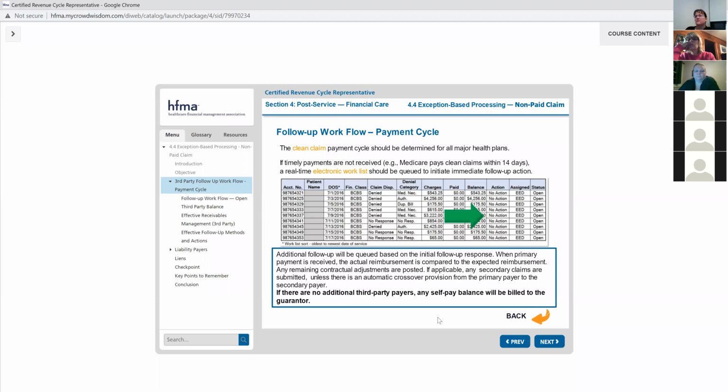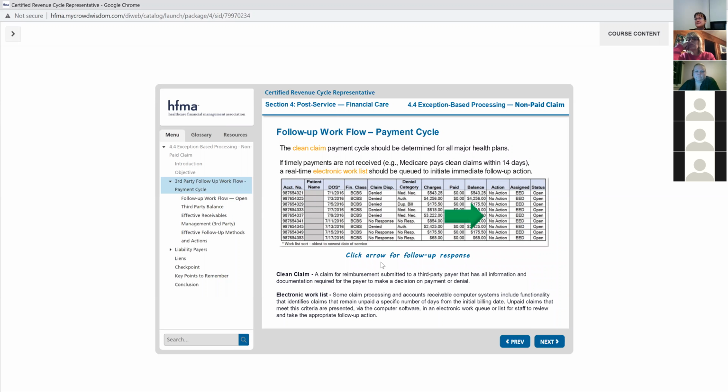So we know what a clean claim is. A clean claim is submitted to a third-party payer that has all the information and documentation required for the payer to either pay or deny.